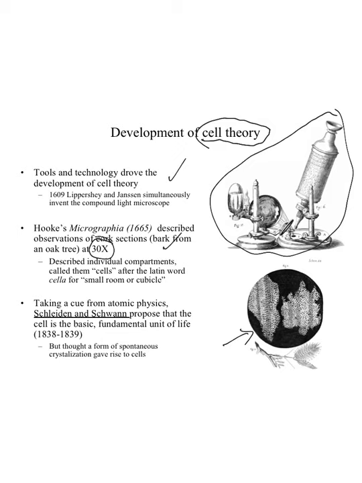Schleiden and Schwann were the biologists who then took that idea and proposed that the cell would be the basic fundamental unit of life. Now we're a little bit further along. We're in the 19th century now when Schleiden and Schwann did that.